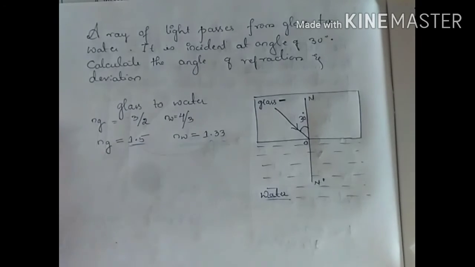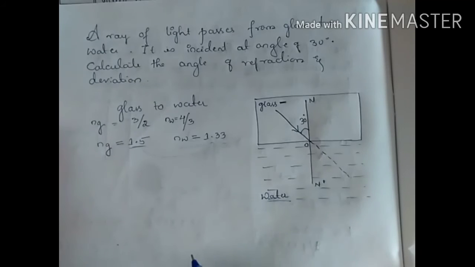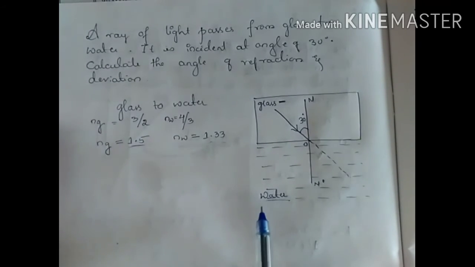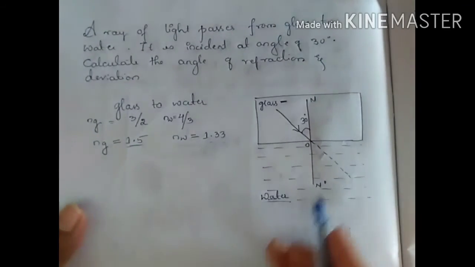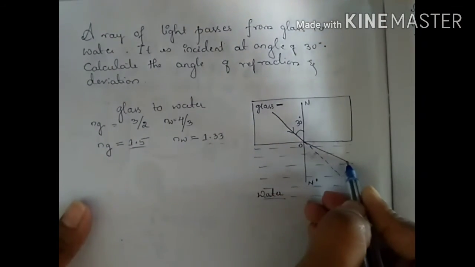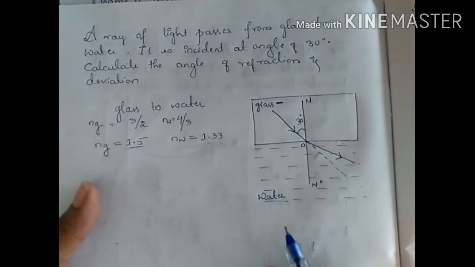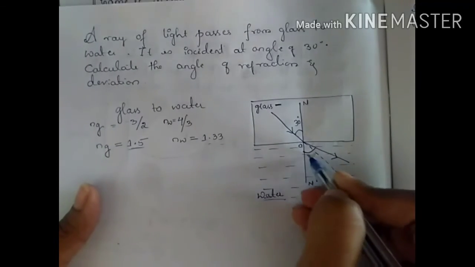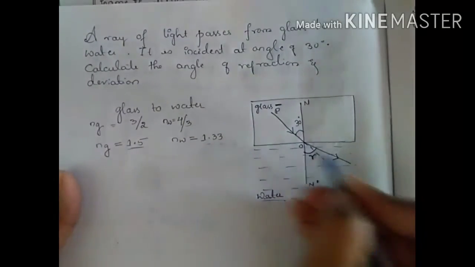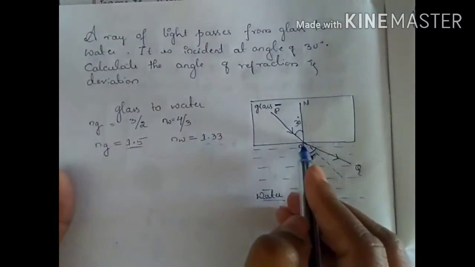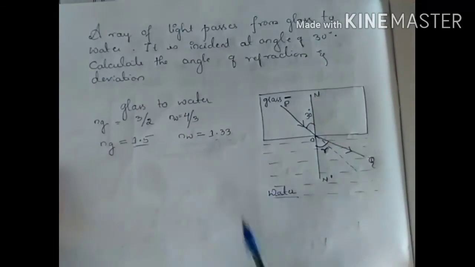Now this light ray will get refracted. Since a light ray is traveling from which medium to which medium? It is traveling from denser medium to rarer medium. So it has to bend towards the surface and away from the normal. So this forms the angle of refraction. So POQ, PO is incident ray, OQ is refracted ray.